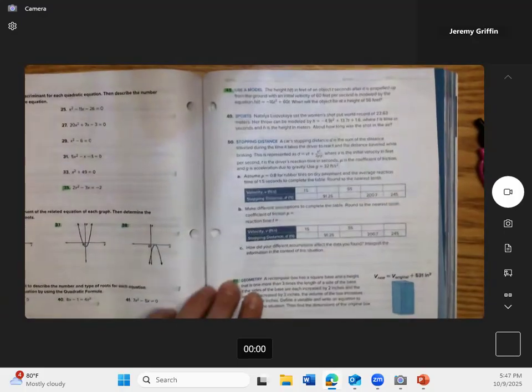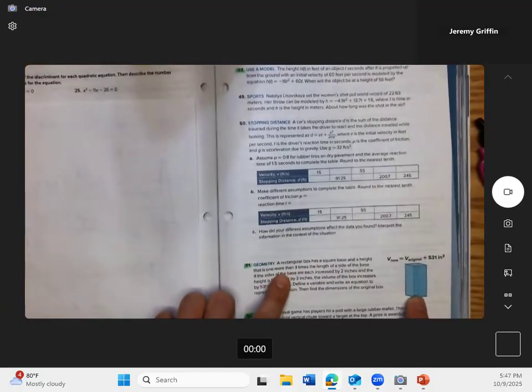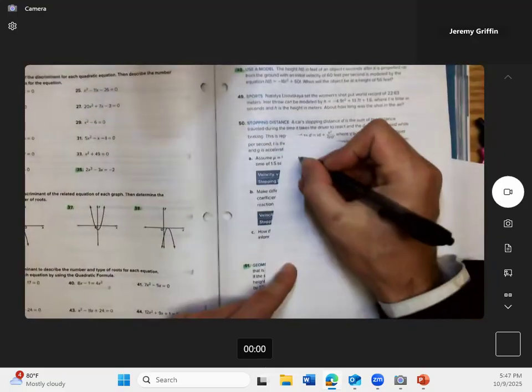Number 51 in geometry. The rectangular box has a square base and a height that is one more than 3 times the length of a side of the base. I think they're saying like 3L plus 1, right? Is that 3 times the length plus 1, or 1 more than plus 1? If the sides of the base are each increased by 2 inches and the height is increased by 3 inches, the volume of the box increases by 531 cubic inches. Define a variable, write an equation to represent the situation, find the dimensions of the original box.